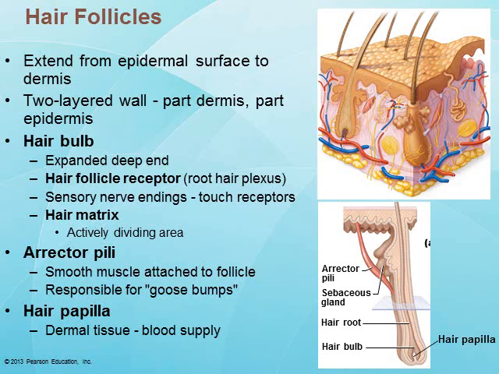Okay, so that is the hair, and the matrix is located here. That is the area that keeps on actively dividing, producing new hair cells and pushing those hair cells up. As new cells are pushed up, the farther away they get from this blood vessel, the fewer nutrients they get, and they become dead cells filled with keratin, just like our skin.